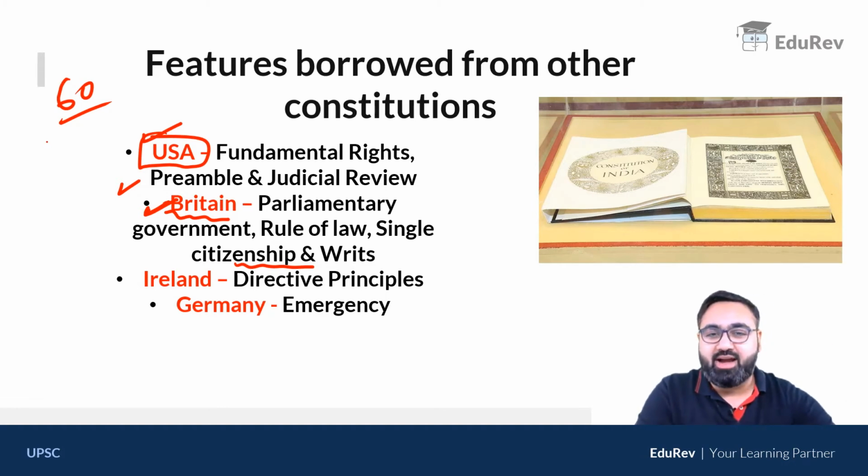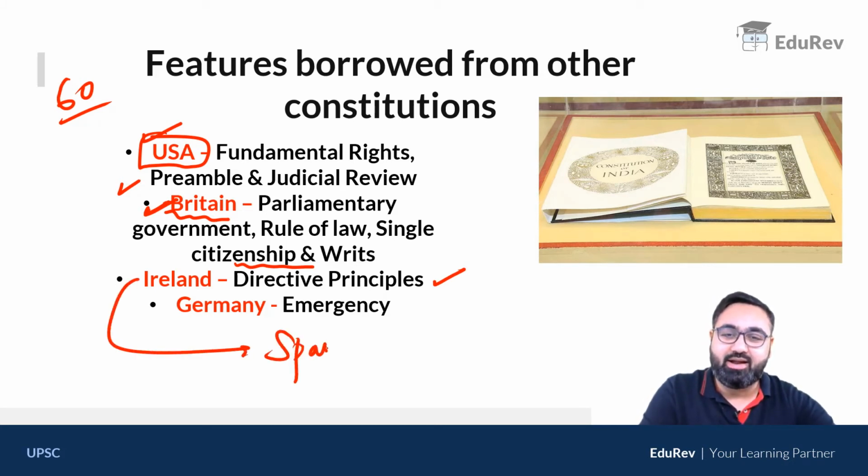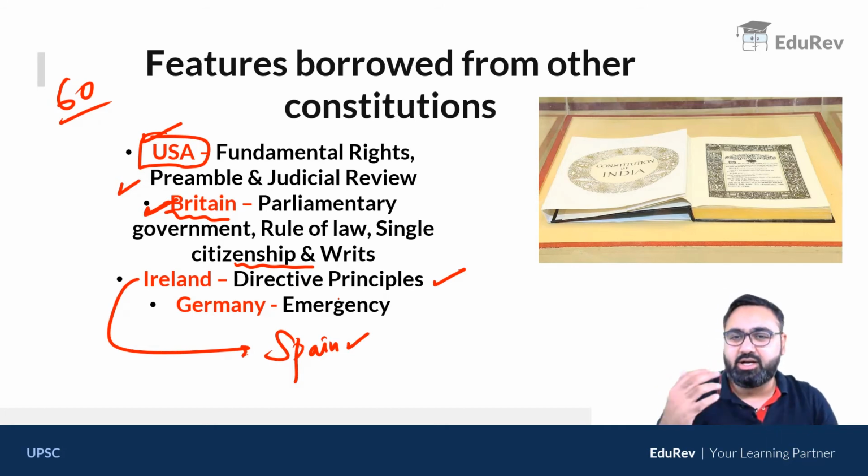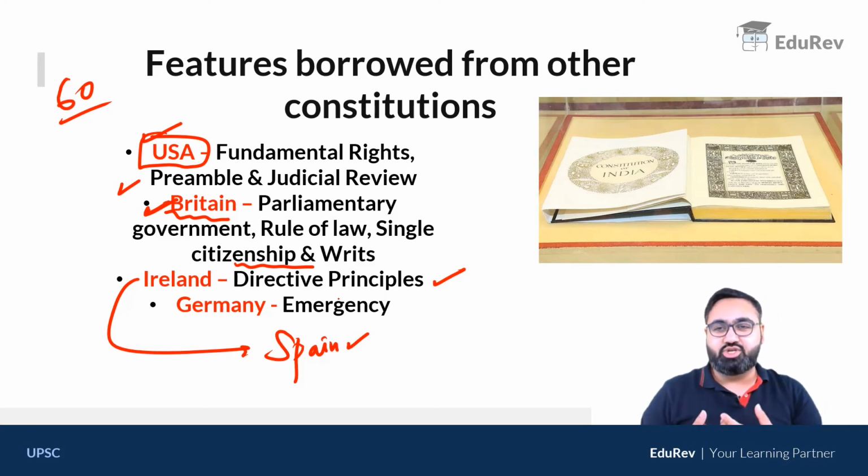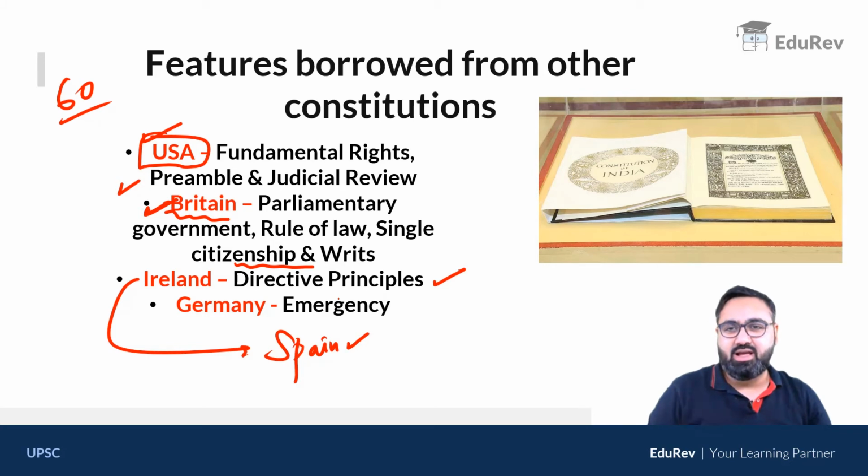The concept of directive principles has been taken from Ireland. Interestingly, Ireland had also taken it from Spain. So it started from Spain, Ireland took it, and then we took it. We will read about all these in detail in the coming chapters. For now, directive principles are suggestions given to the state on what kind of laws they should make to ensure social and economic justice and to have a welfare society.